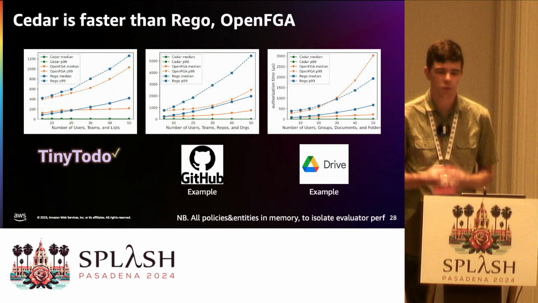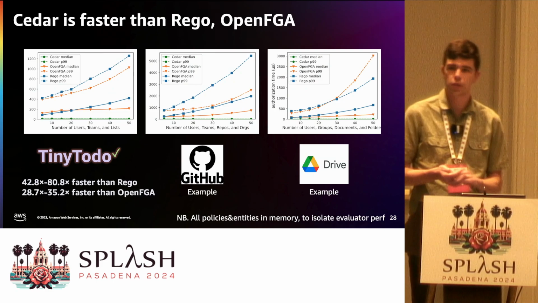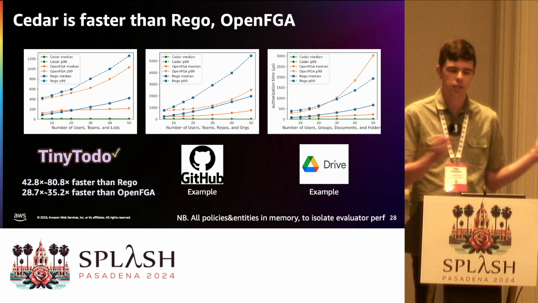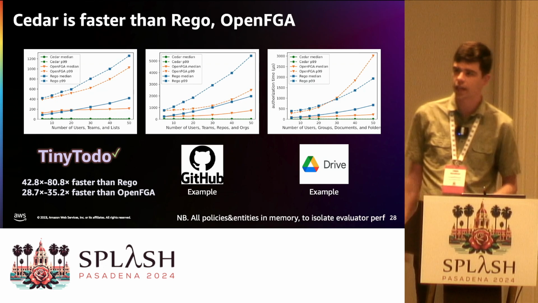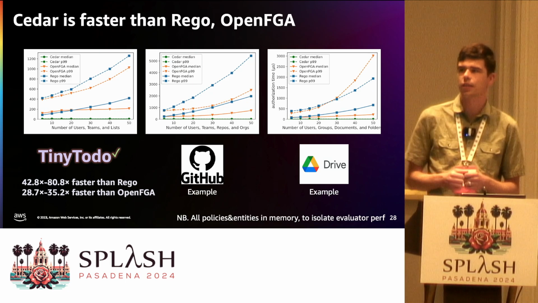So here are the performance results. On these graphs, Cedar is in green, OpenFGA is in orange, and Rego is in blue. So you can see that as inputs get bigger along the x-axis, Cedar's performance stays strong and consistent. It's just hugging the x-axis there.